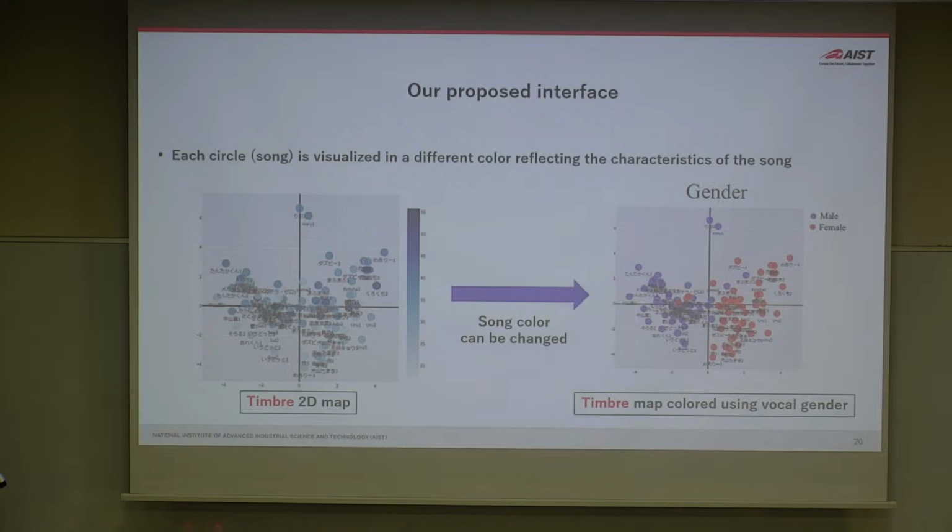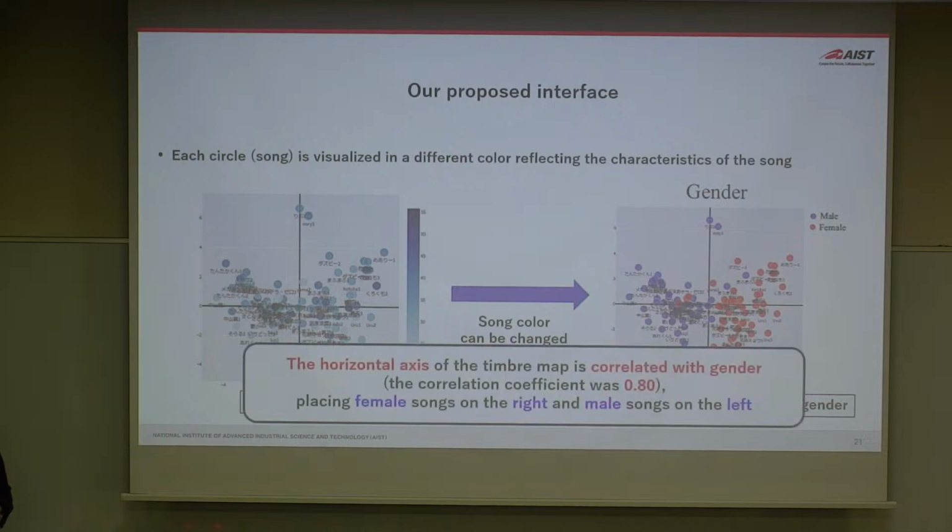In addition to the map location, each circle is visualized in a different color reflecting the characteristics of the songs. In this case, we use the timbre 2D map and color the timbre map using vocal gender. You can see the horizontal axis of this timbre map is correlated with gender. Actually, the correlation coefficient was 0.8, a high value, which means female songs are placed on the right and male songs on the left.